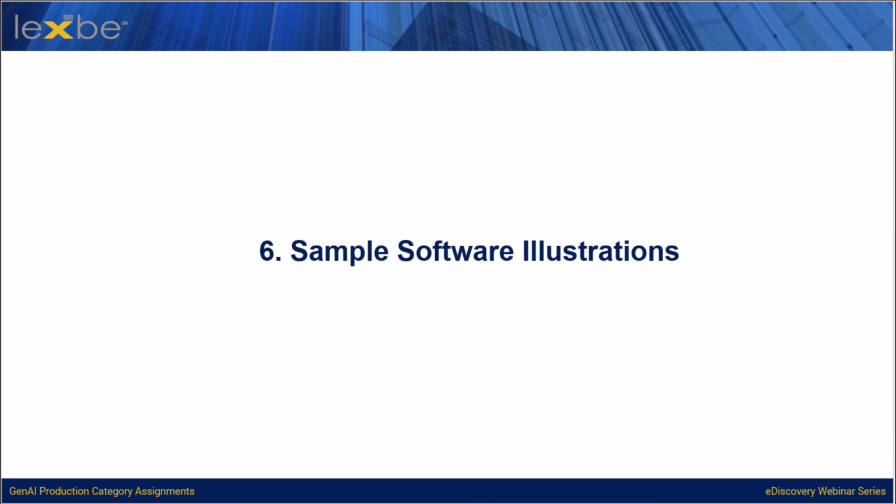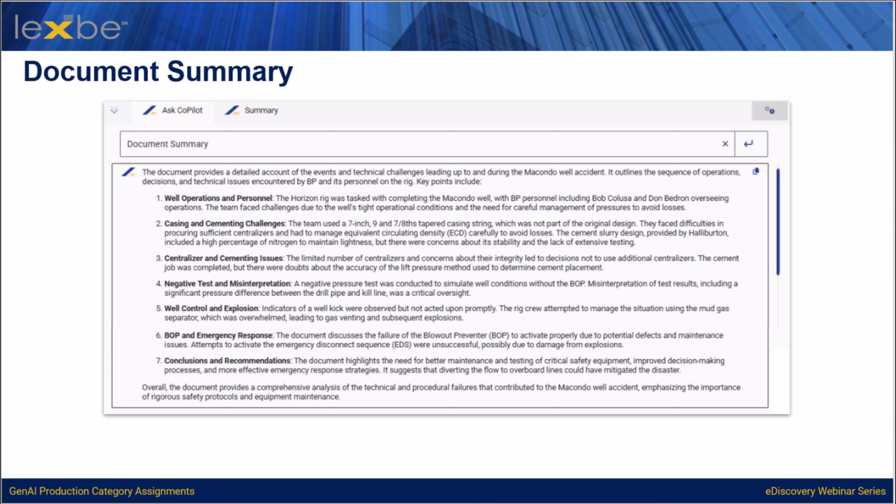In this section, we turn from legal theory and workflow design to concrete examples drawn from the Lexbe eDiscovery platform, our GenAI-enabled software. The first slide here illustrates a GenAI document summary produced directly from the four corners of an individual document. The GenAI model is explicitly constrained to rely only on the document text itself. It importantly does not supplement the summary with external training knowledge or web-based information. As discussed above, this constraint materially reduces the risk of hallucination. It also increases reviewer confidence in the output.